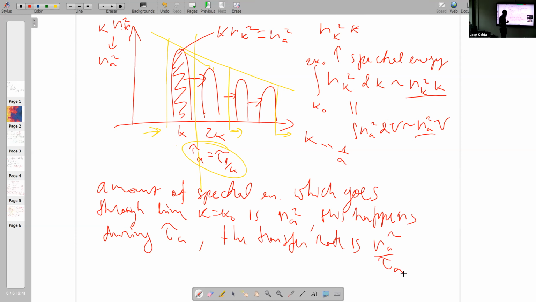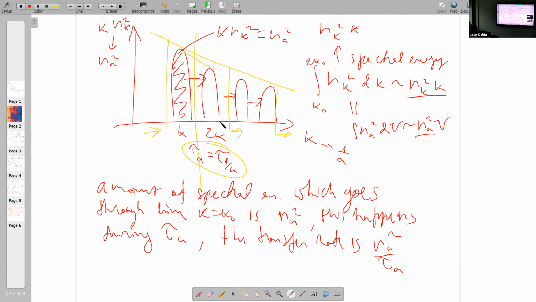And this is exactly what is called spectral flux: how much energy in the spectrum goes through a certain fixed line of k. That is what spectral flux means. If you had two different points, let us say here and here, then you would have either more spectral energy coming in than going out, which means you would need accumulation of spectral energy in between, so it would not be a stationary profile. Because of that, the condition of stationarity is that the spectral flux must be constant. n_a squared divided by tau_a must be constant.